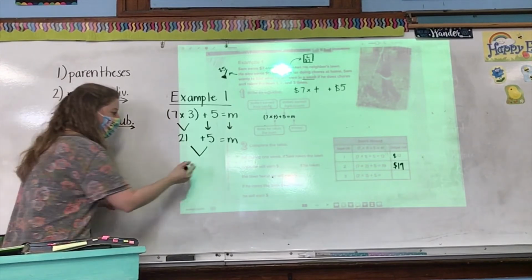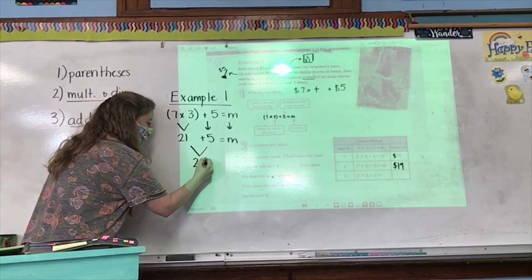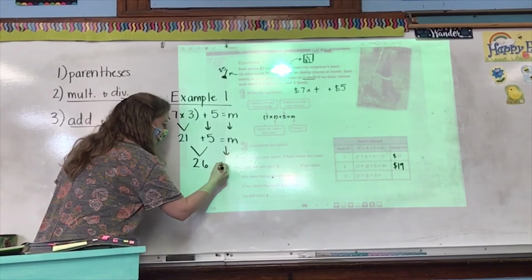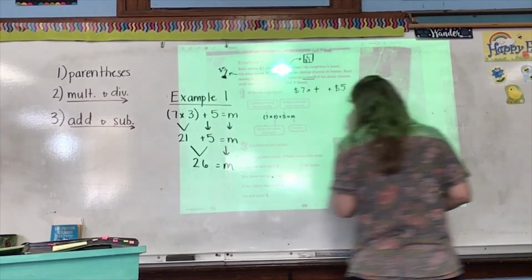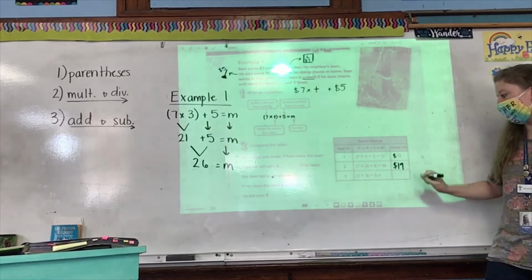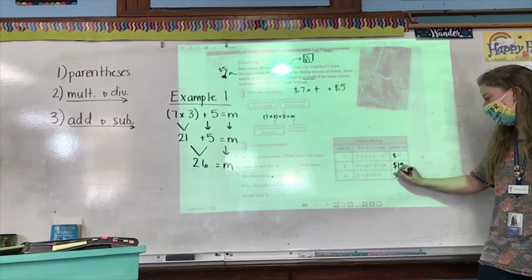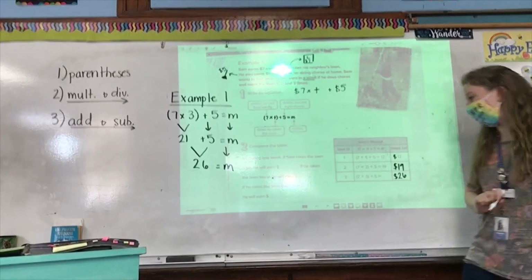Class, 21 plus 5 is 26. Bring down the rest of the equation. So, if Sam rakes the lawn 3 times, how much money will he get? $26.